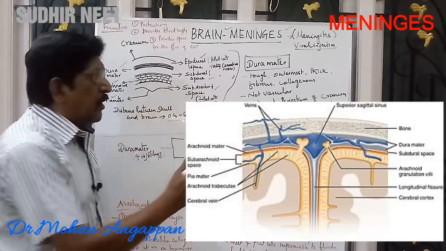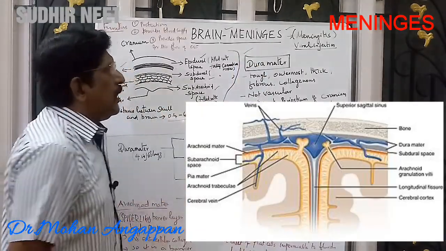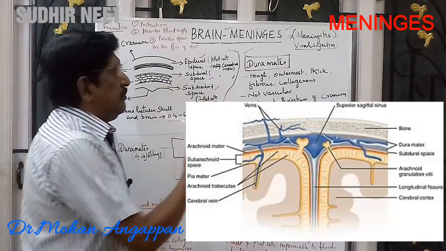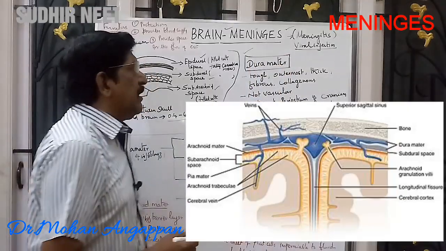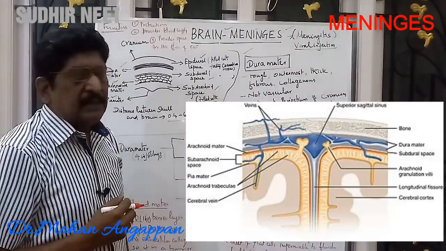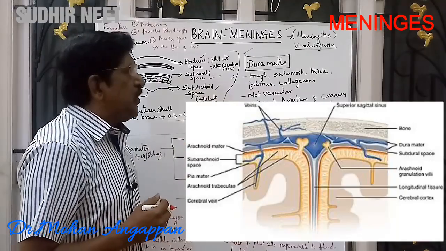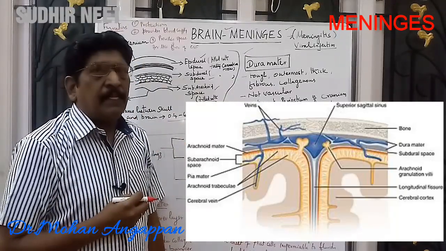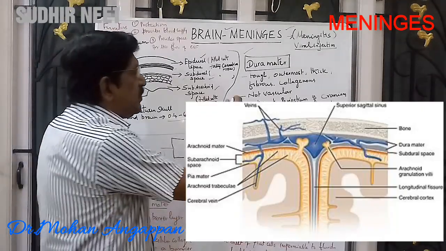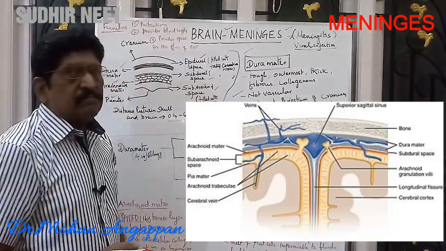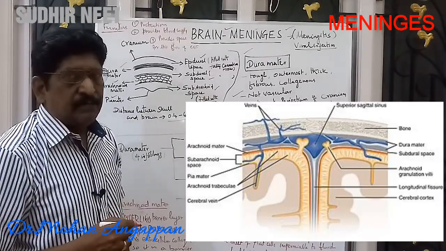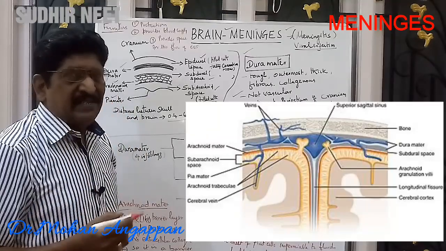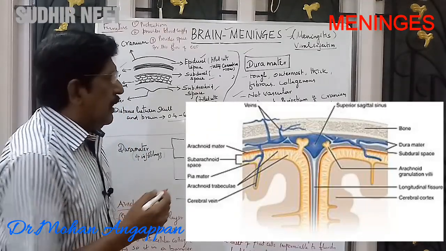Let us take up one by one. First, dura mater. I told you it is the outermost layer. Dura means thick, mater means mother. Thick, tough mother. So tough, outermost, fibrous, collagenous layer. Very important, it is non-vascularized. There will be no blood vessels in the dura mater.